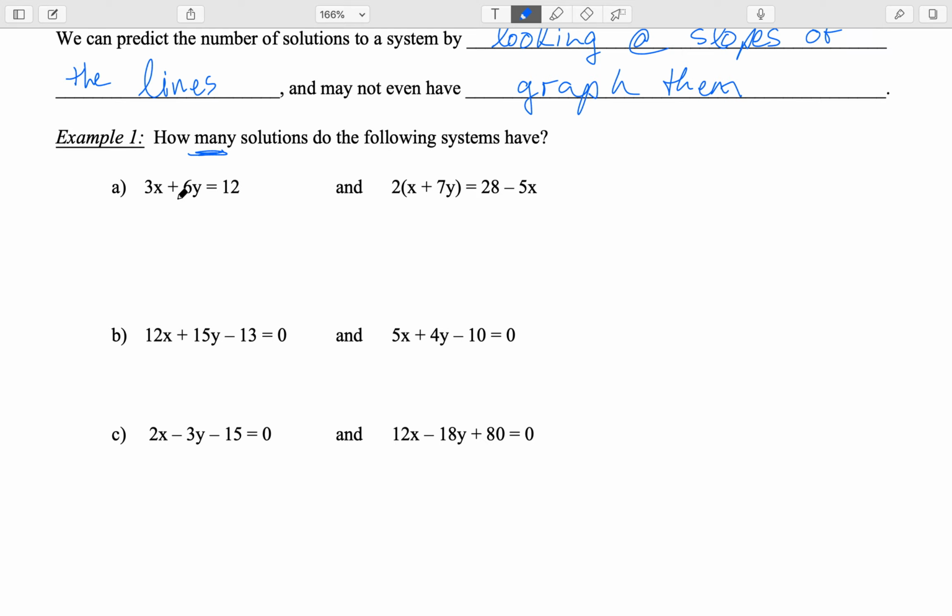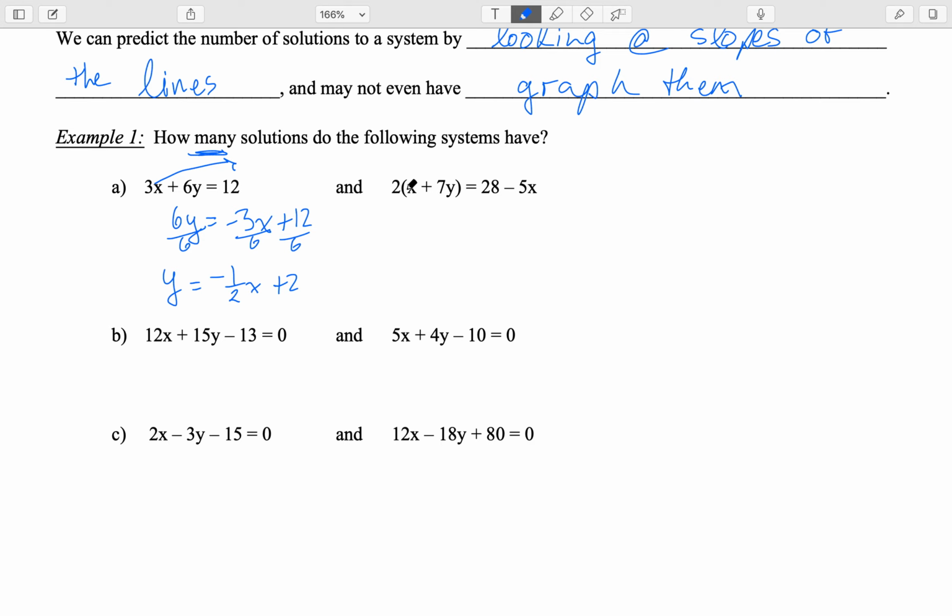So I need to figure out the slope of this one. So remember, to figure out the slope, move the 3x over. So 6y is equal to minus 3x plus 12. I don't want 6y, I want y, so divide by 6, divide by 6, divide by 6. So here we go. y is equal to negative 1/2 x plus 2. Slope is negative 1/2.